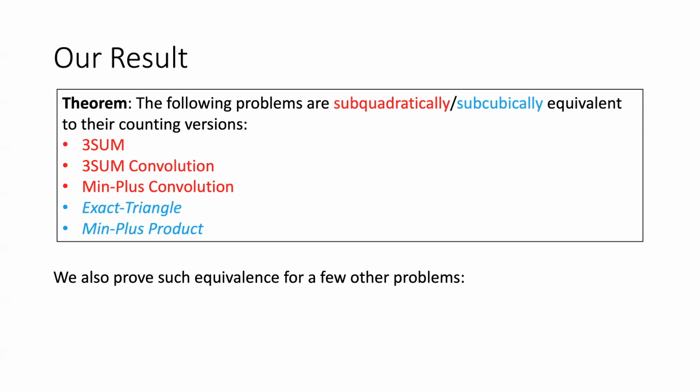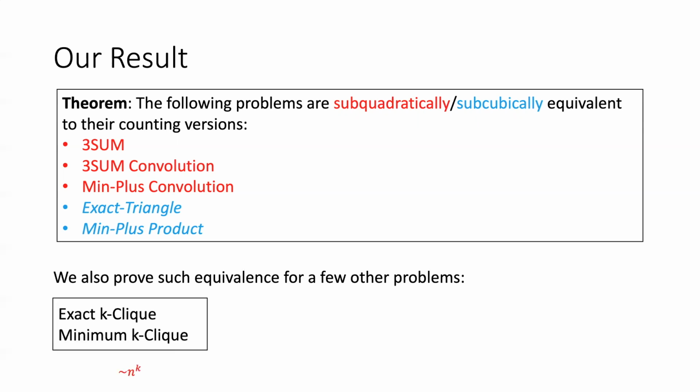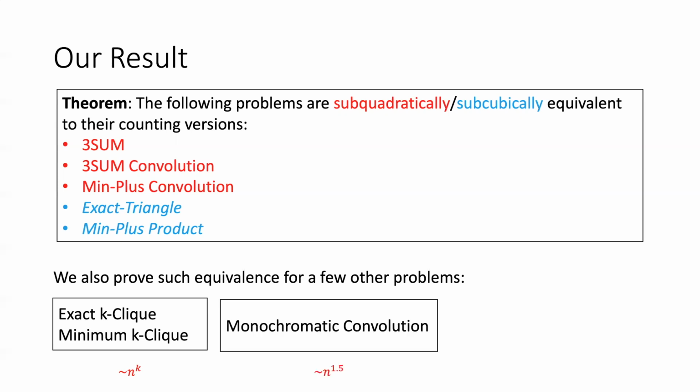We also proved such equivalence for a few other problems. For exact k-clique and minimal k-clique, we show that they are sub-n-to-the-k time equivalent to their counting versions. For monochromatic convolution, we show that it is sub-n-to-the-1.5 time equivalent to its counting version.